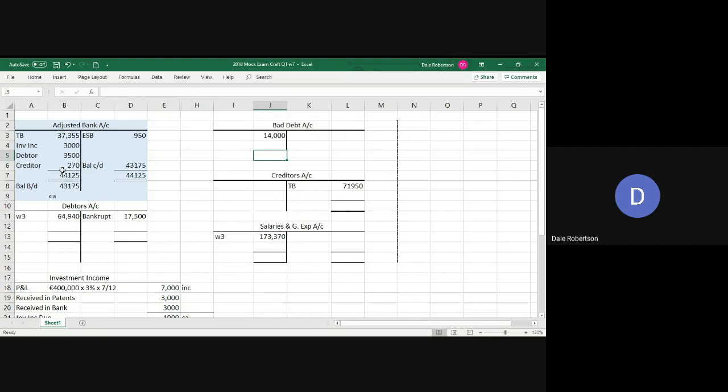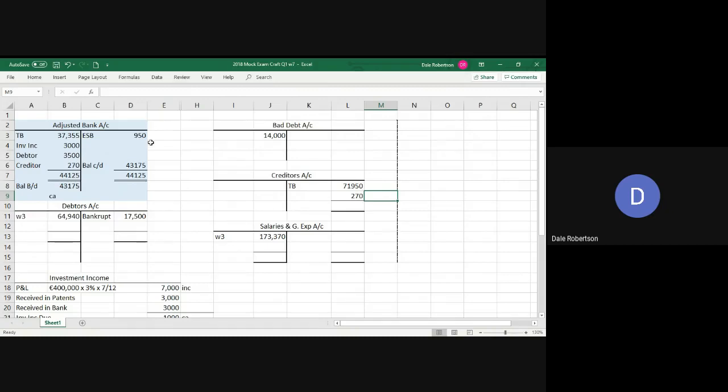The creditor. Let's have a look at the creditor here. This is €270 that we had recorded as having paid, but in fact we had not paid it. So therefore you take this 270 from here, and this goes from the debit side of the bank account to the credit side of the creditor's account, which will increase the amount of creditors that we owe. Because of course, we owe more than we thought because we paid less than we thought, 270 less than we thought. So therefore we actually owe more than 71,950. We'll add that in a moment.